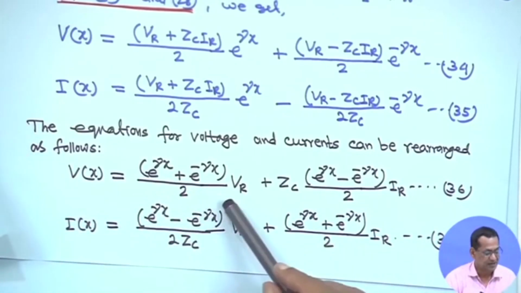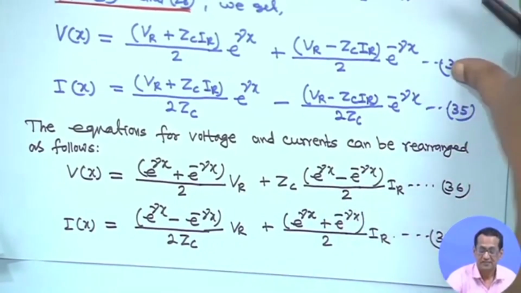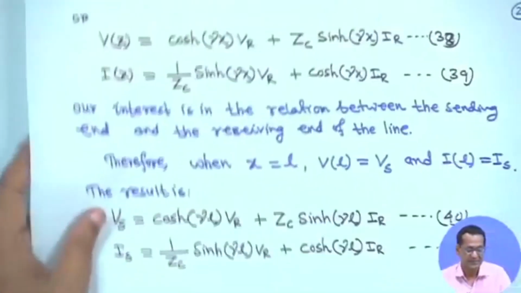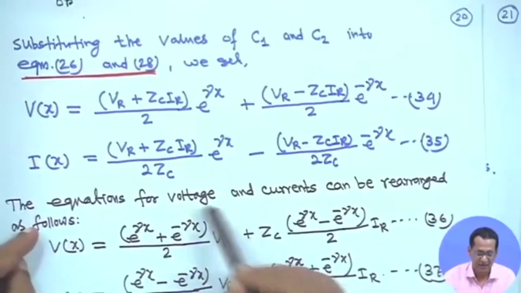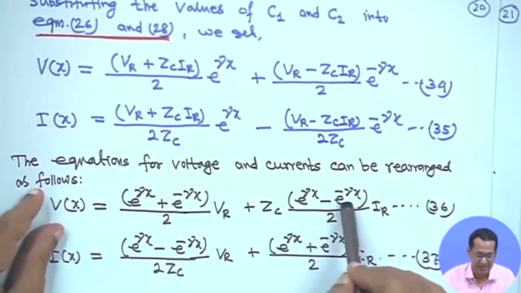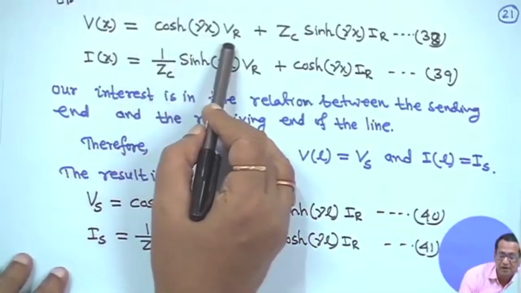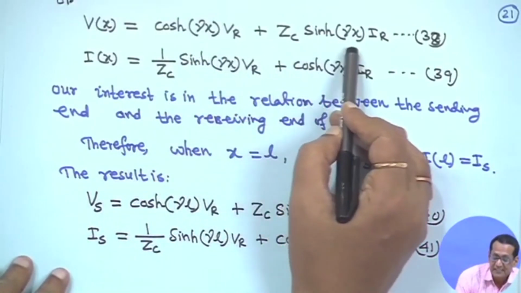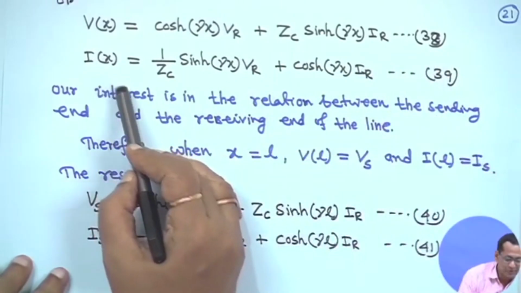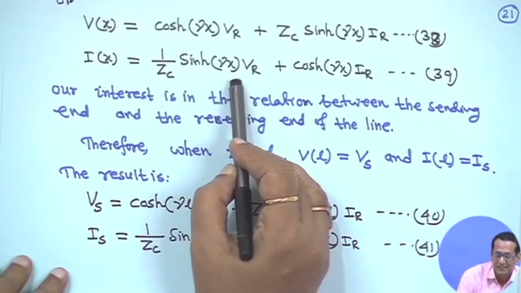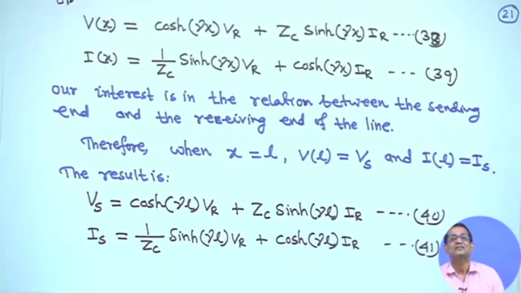Therefore, this term is actually cos hyperbolic and this term is actually sine hyperbolic. That means this can be written as V x is equal to cos hyperbolic gamma x into V r plus Z c sine hyperbolic gamma x into I r. This is equation 38. Similarly, I x is equal to 1 upon Z c sine hyperbolic gamma x into V r plus cos hyperbolic gamma x into I r. This is equation 39.